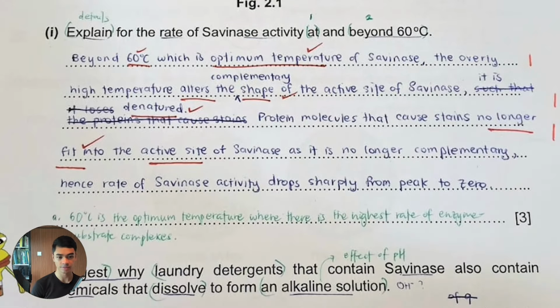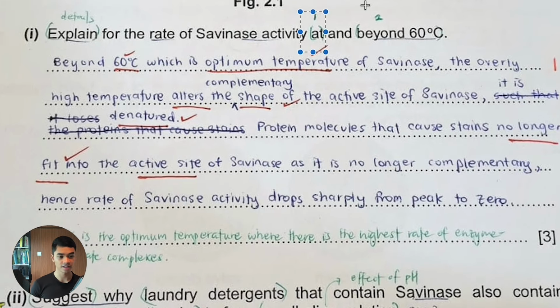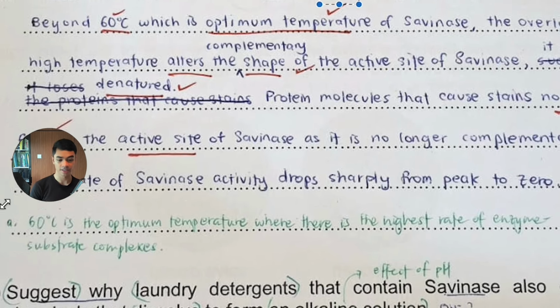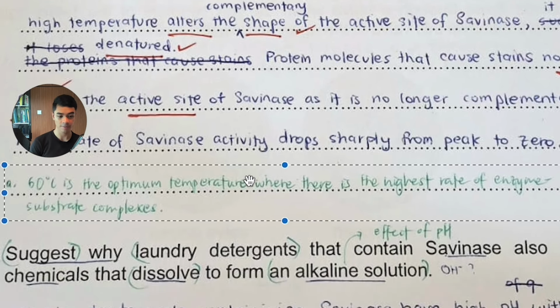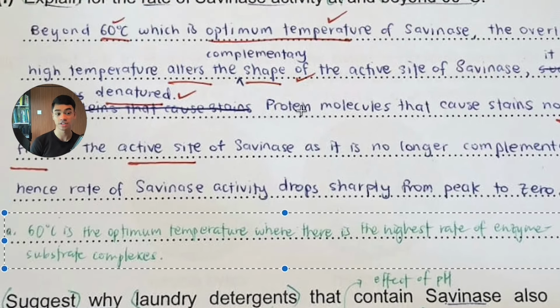Okay, so with that, explain the rate of Savinase activity at and beyond 60 degrees. So actually at, right, should be 1 mark already. And yeah, the answer is, firstly, optimum is a keyword, where there will be the highest rate of enzyme substrate complexes. Okay, I will improve this phrasing. I will say where enzyme substrate complexes form the fastest. Because highest rate of enzyme substrate complexes as a sentence, just English wise, isn't that correct. Okay, so that would be the at answer.